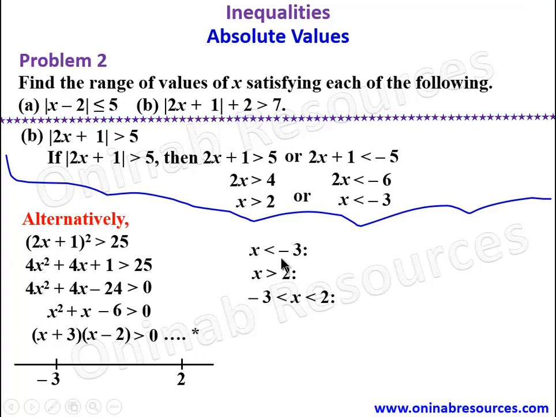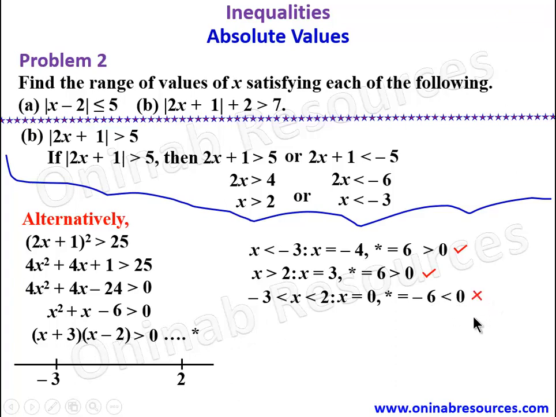We pick a value from each of these range of values and substitute into our inequality to determine our solution. We are picking x is equal to -4. Putting x is -4, we have -1, -6, and that's going to give us a +6 and is greater than 0. So that's going to form our solution. Then for x greater than 2, we are picking x to be equal to 3 there. This is 6 times 1, and that will give us a 6, which is still greater than 0, still forming our solution. Here we are picking x is equal to 0. This is 3 times -2, giving us -6. That's giving us less than 0. This is not going to form our solution.